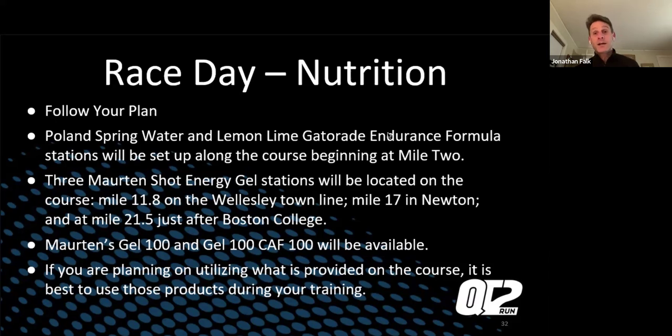There are 3 Maurten energy shot stations: mile 11.8 at the Wellesley town line as you go from Framingham into Wellesley, and mile 17 in Newton as you approach the first real hill. The first hill of the Newton Hills is really the overpass over 128, or 95, as other people might know it. But yes, you can take advantage of that if you train with it.